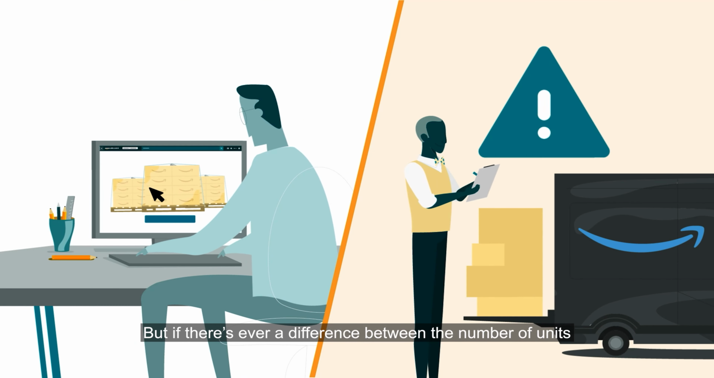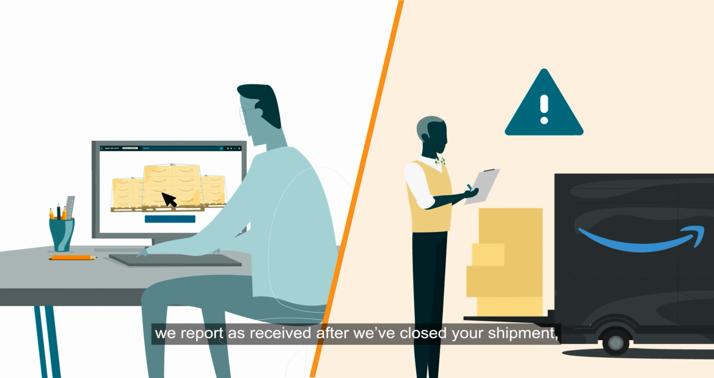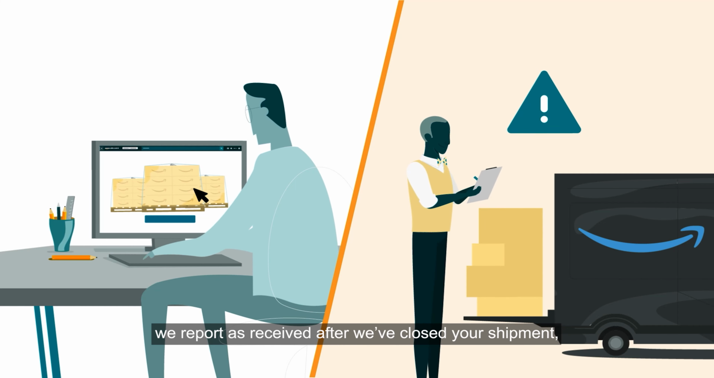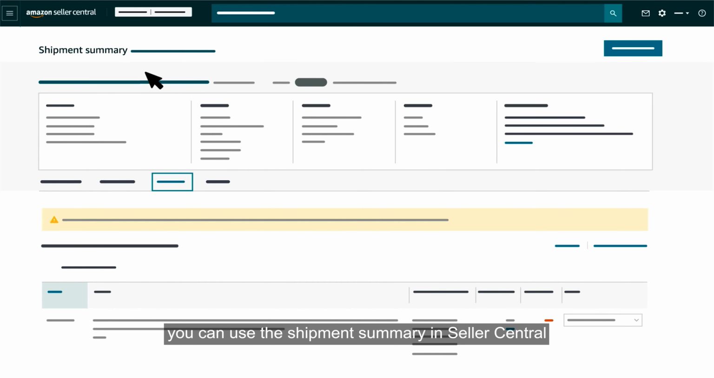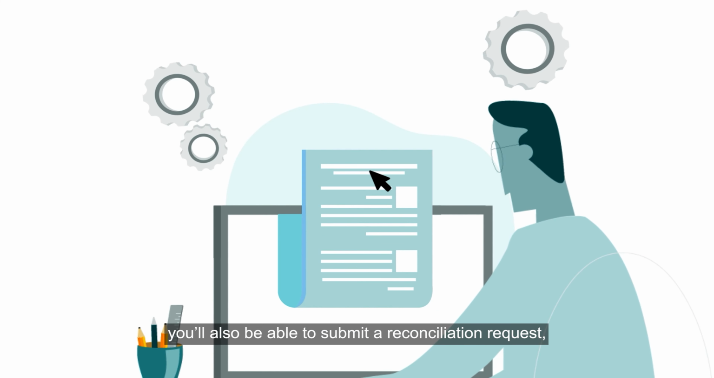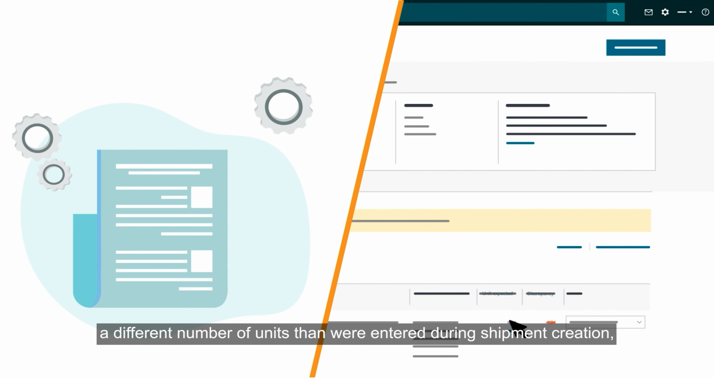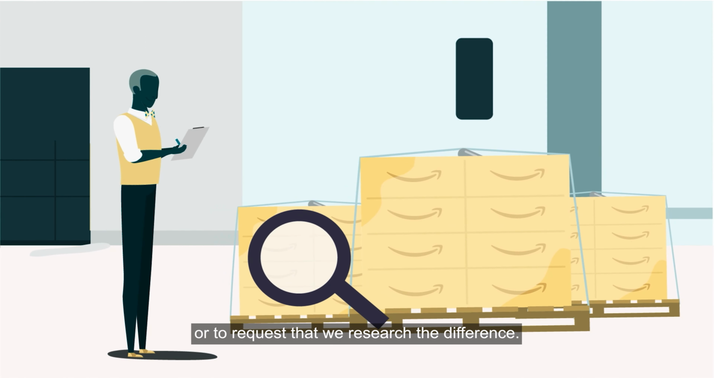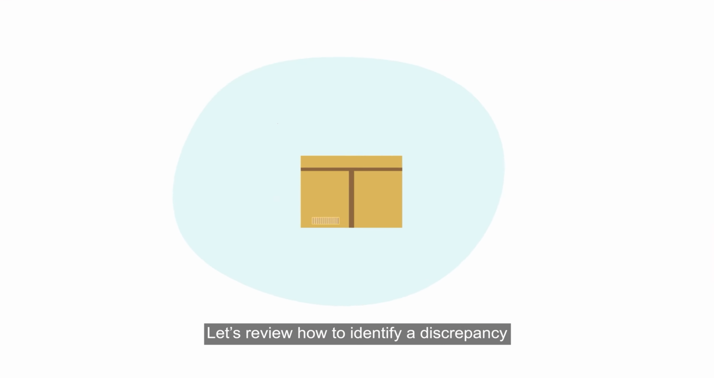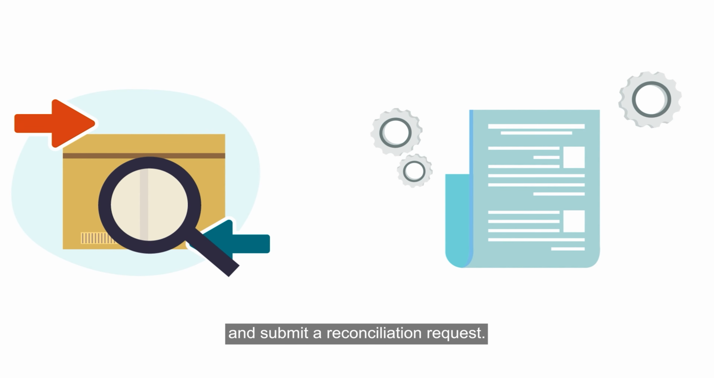But if there's ever a difference between the number of units you report sending and the number of units we report as received after we've closed your shipment, you can use the shipment summary in Seller Central to learn more about the discrepancy. In some cases, you'll also be able to submit a reconciliation request, which you can use to confirm that you sent a different number of units than were entered during shipment creation, or to request that we research the difference. Let's review how to identify a discrepancy and submit a reconciliation request.